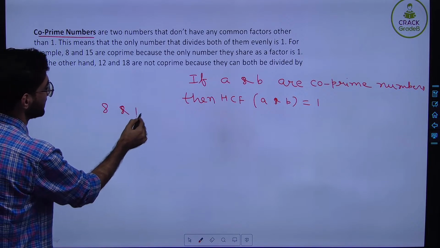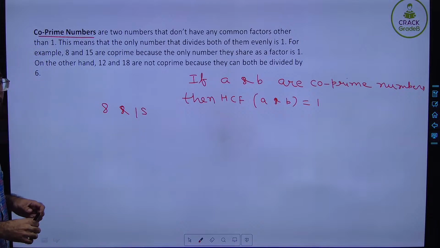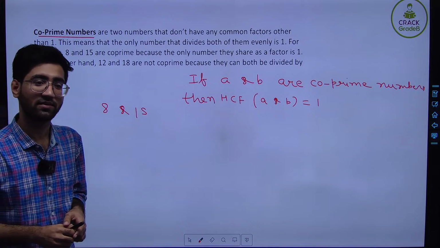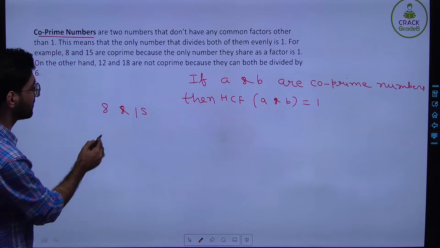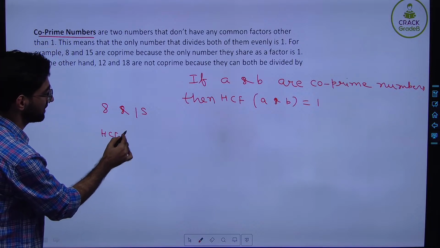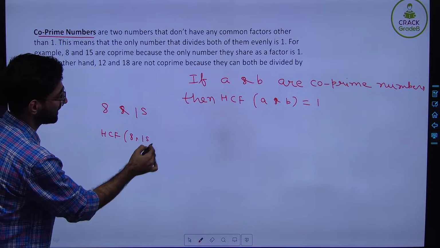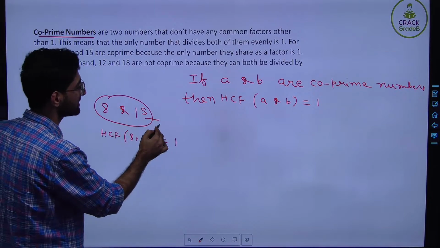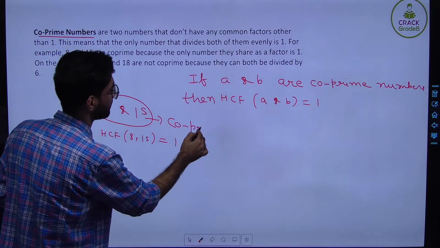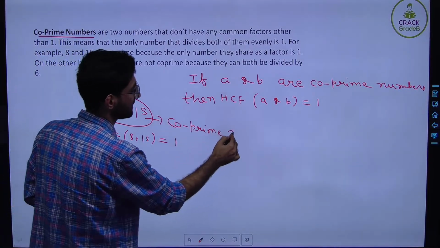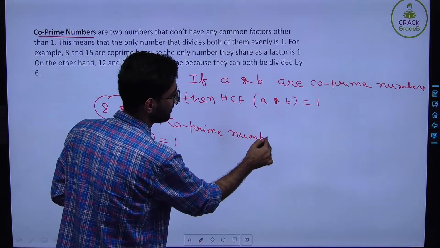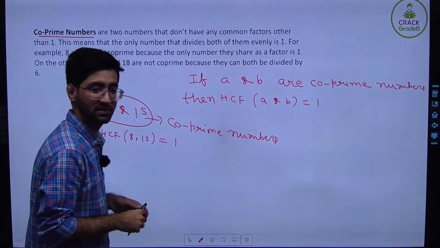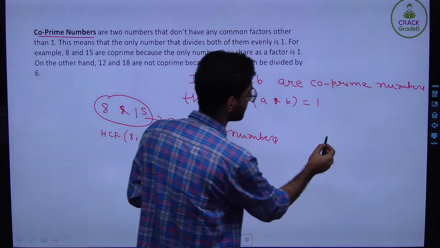Now let us take simple examples, 8 and 15. Now try to find out the HCF of 8 and 15. The HCF of 8 and 15 is 1. And if the HCF of 8 and 15 is 1, what does it mean? It means that these numbers are co-prime numbers, right?